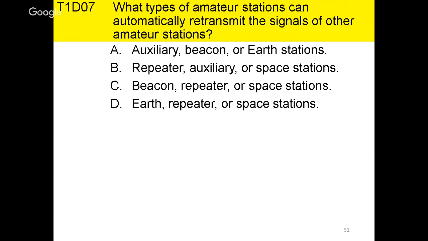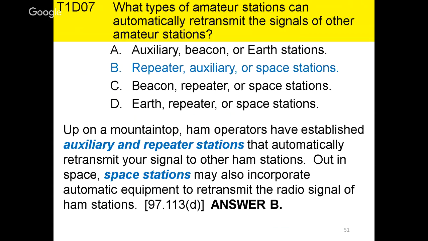Repeaters, again. What types of amateur stations can automatically retransmit the signals of other amateur stations? I would like to say remember a particular word, but it seems like all these have some form or another. The only correct answer is B. Any repeater, auxiliary, or space station can automatically retransmit your signal.